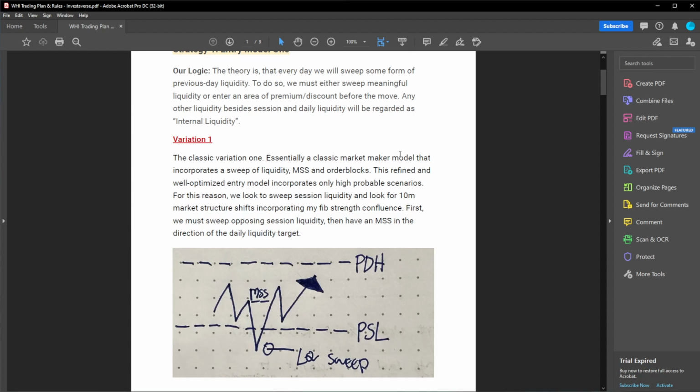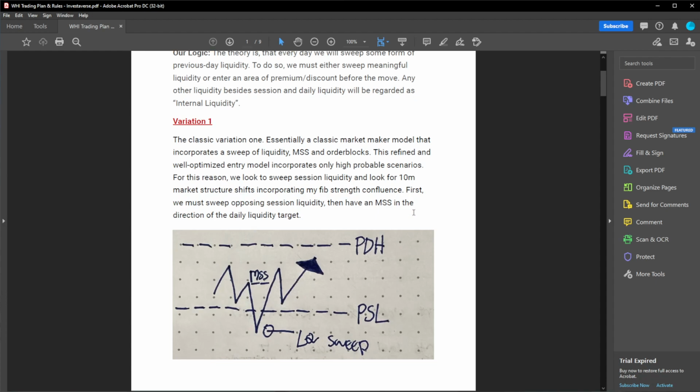For this reason, I'm looking to sweep session liquidity and then look for a 10-minute market structure shift. Then I incorporate something that I developed called the fib strength confluence, which is very logical. I haven't seen anybody else bring it up. Honestly, it just helps me identify a market structure shift, and it saved me a lot of losses. So definitely recommend trying that out.